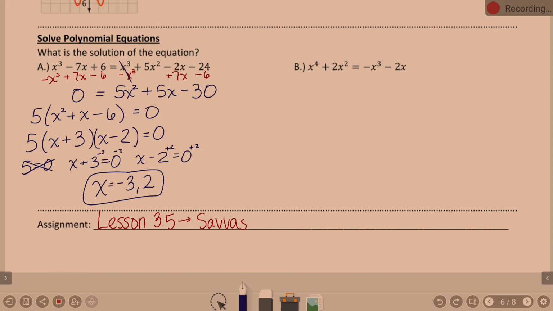Speak around factoring. You know how to do that stuff. Get those like terms, and then do your solving. Questions on that one? Okay. Well then, shall we look at B?